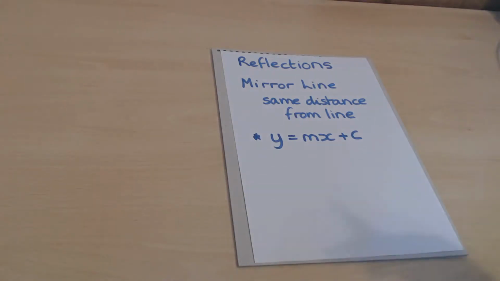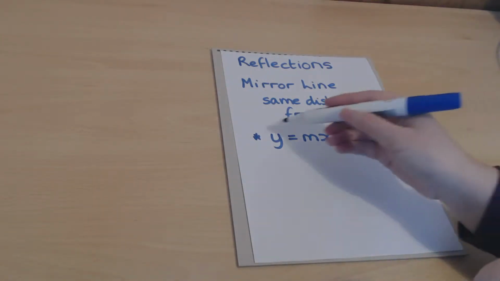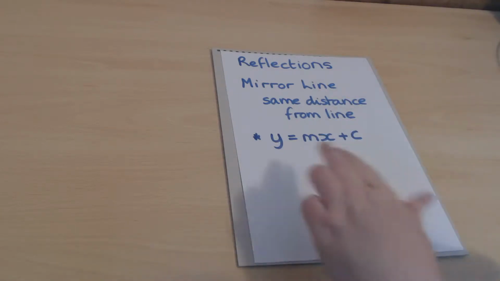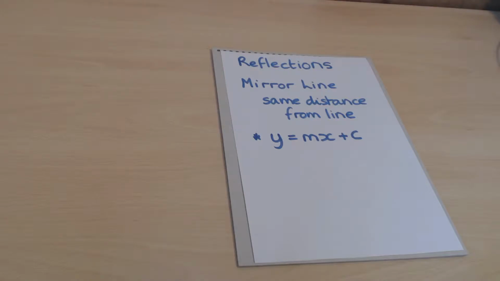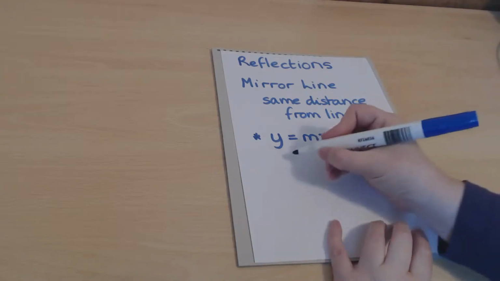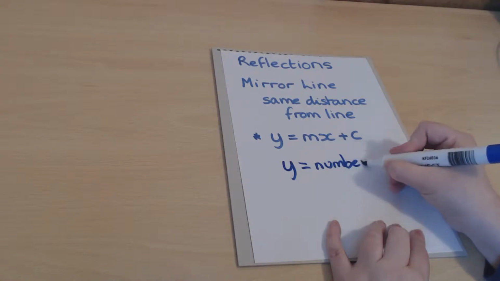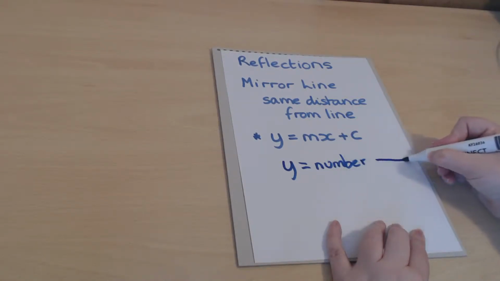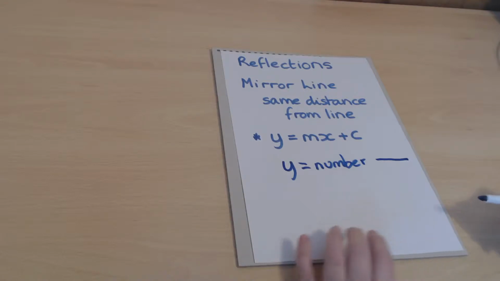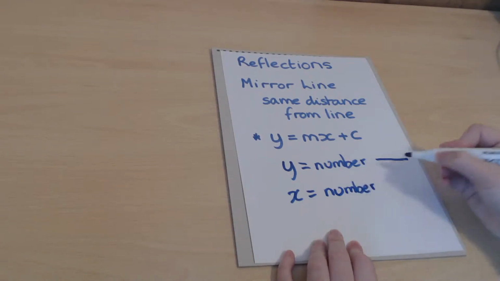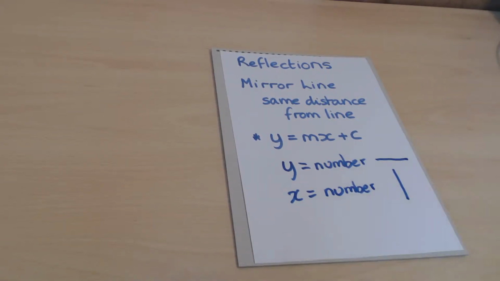Now, I'm not going to go into this in any detail, but you do need to be somewhat familiar with the equations of straight lines, which are generally given in the format y = mx + c. The main thing to remember as well is that if you've got y = a number, that means you're going to get a horizontal line on your graph. And if you have x = a number, then that's going to give you a vertical mirror line on your graph. So let's have a go at a couple.